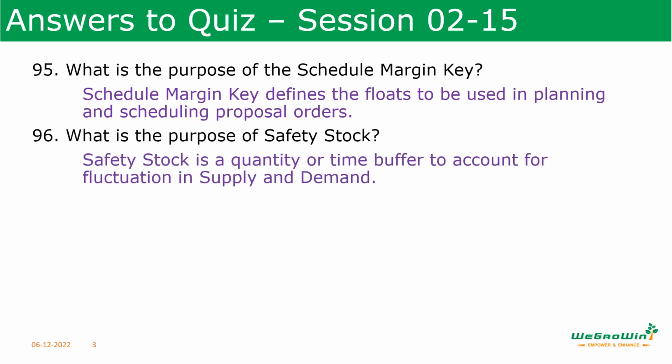What is the purpose of safety stock? Safety stock is the quantity or time buffer to account for any fluctuations in supply and demand. Because in the business world, all the supplies are not smooth. Similarly, all the demand is not smooth. There will always be fluctuation. If there is a fluctuation, there should be some cushion, right? For example, when you're going in a vehicle, we have the spring, right? It's a cushion to take care of any vibrations in the road. Similarly, here, any vibrations in the supply, which is a fluctuation, and also in demand, inventory in terms of safety stock or the safety stock time will take care of these fluctuations.